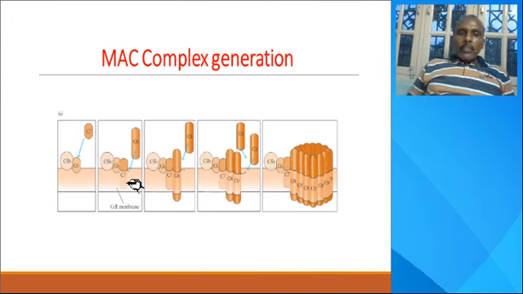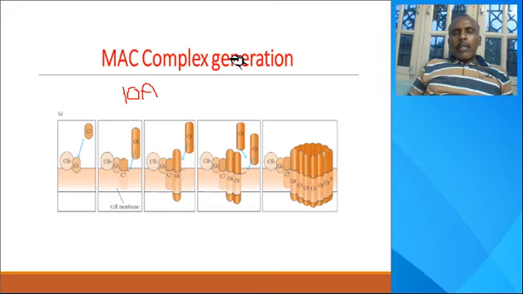Then C7 also comes. Then C8 is also attached and moves towards the bacterial membrane. Then C9 is also attached. Up to this, when it is attached, a 10 angstrom size pore will generate on the surface.